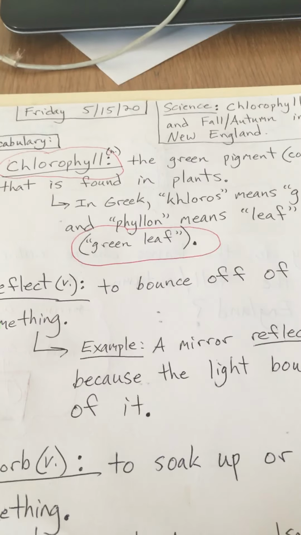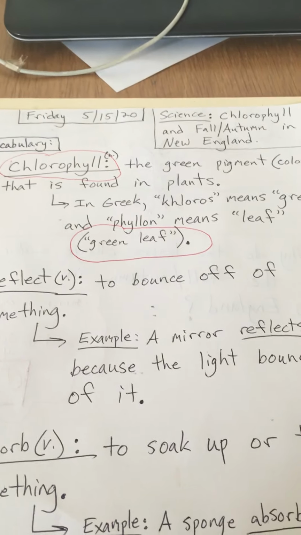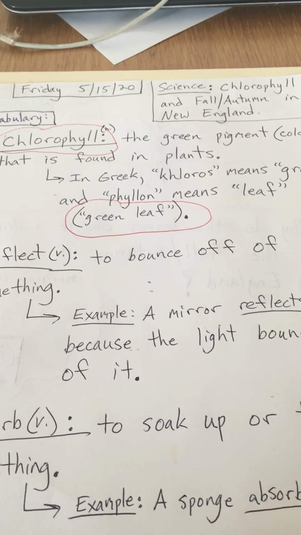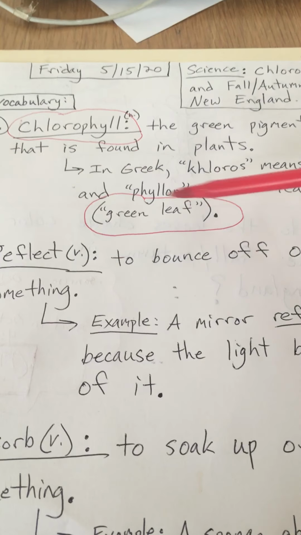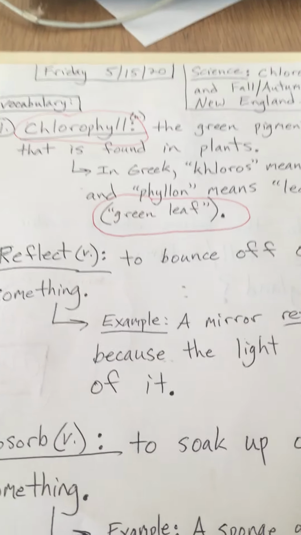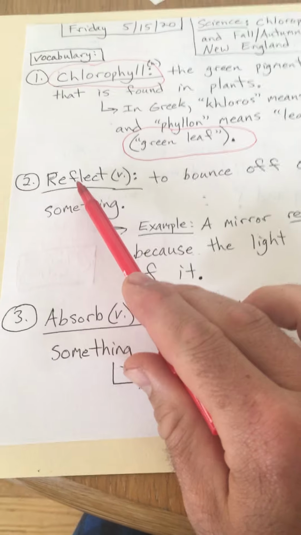Okay, so through photosynthesis, we know that the leaves soak in sunlight. They absorb sunlight. All right? And that is when chlorophyll is created and it makes the leaves green. And we're going to learn a little bit about why we see them as being this color green in a minute. Okay, so two more vocabulary words.